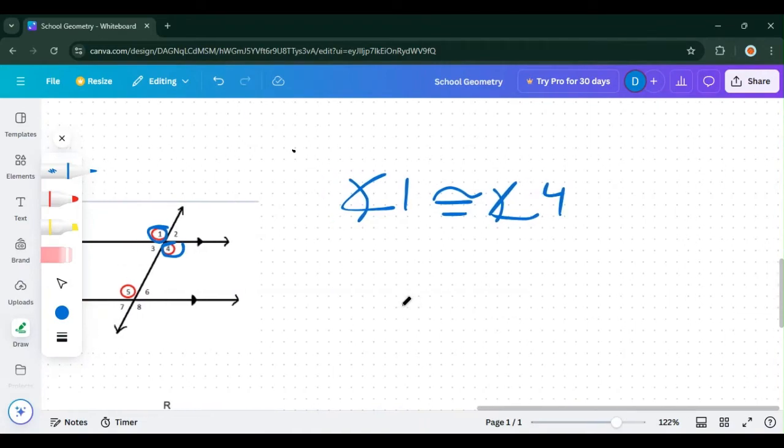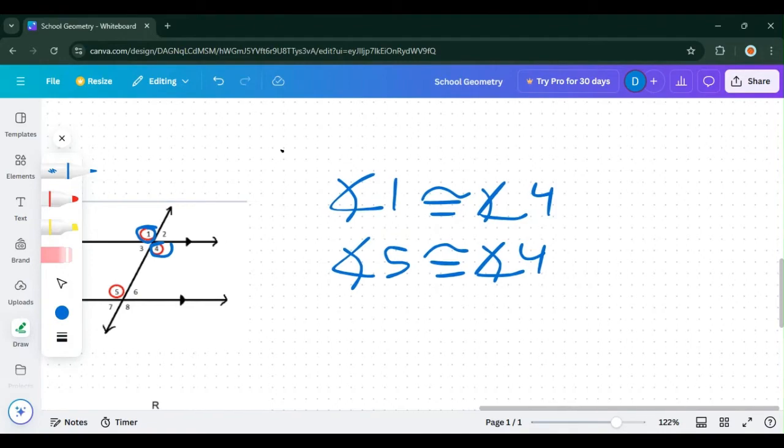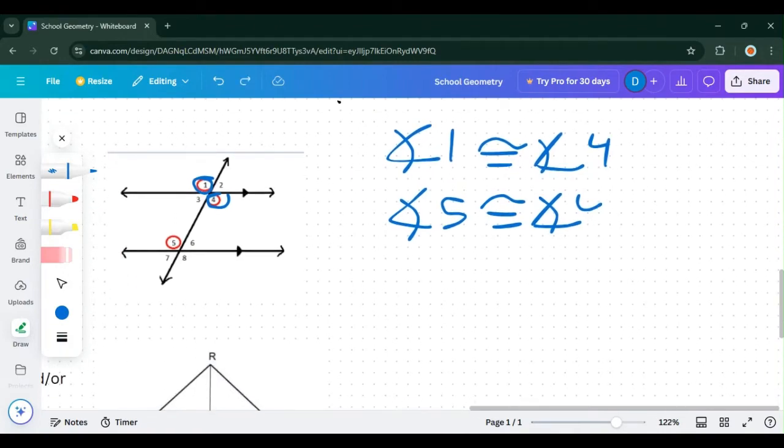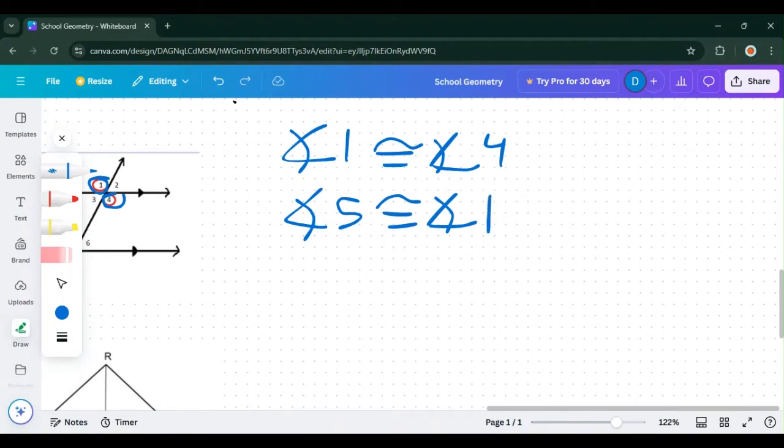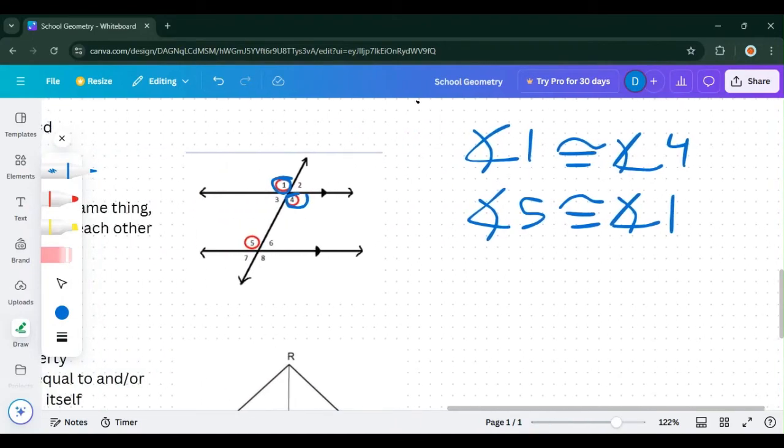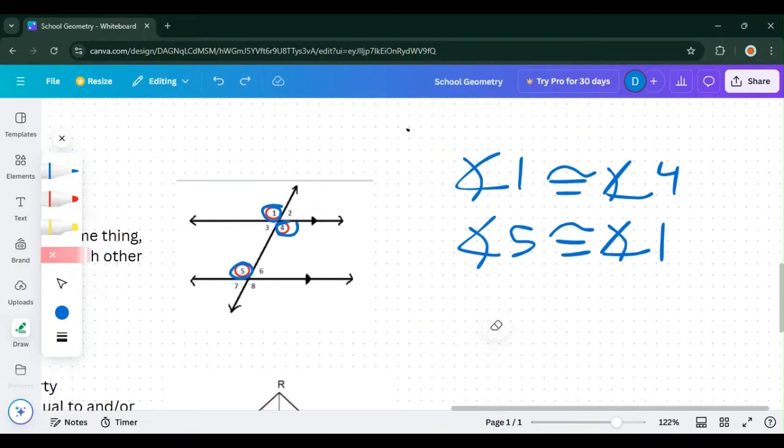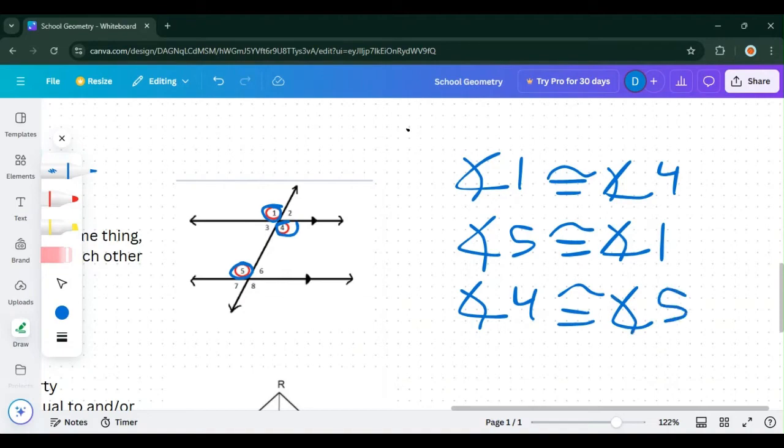And we have angle 5 is also congruent to angle 4. And angle 1, because we'll just say angle 1 first. So angle 5 is congruent to angle 1. The reason why is because it's parallel lines and we have corresponding angles. Angle 5 is congruent to angle 1 because of corresponding angles. And then we have angle 4 is equal to angle 5 because of alternate interior.